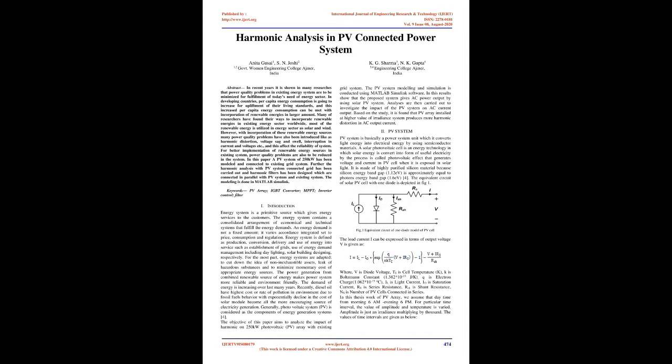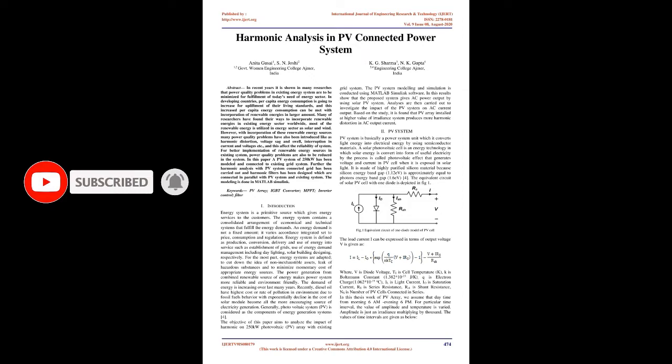Introduction. Energy system is a primitive source which gives energy services to the customers. The energy system contains a consolidated arrangement of economical and technical systems that fulfill the energy demands. An energy demand is not a fixed amount, it varies in accordance with price, consumption and regulation. Energy system is defined as production, conversion, delivery, and use of energy into service, such as establishment of grids, use of energy demand management including day lighting, solar building designing, respectively.